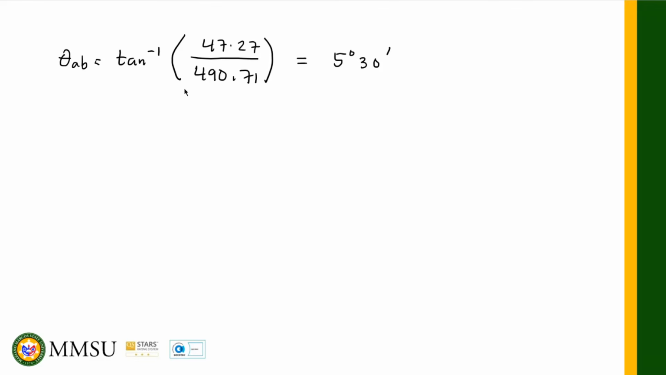Next, for theta BC. Theta BC is just the inverse tangent of 608.90 divided by 587.11. And we should come up with 46 degrees 03 minutes.